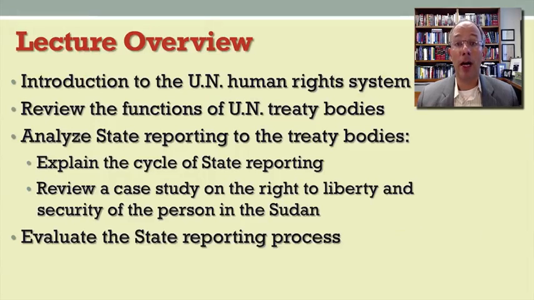We'll first provide an overview of the UN human rights system as a whole and the place of UN treaty bodies within it. We'll then review the functions that treaty bodies perform, and we'll focus in particular on the state reporting to the treaty bodies. We'll review the procedures or processes of state reporting, the cycle of state reporting, and then we'll have a discussion of a specific case study of the right to liberty and security in Sudan. Finally, we'll evaluate the state reporting process in light of the case study.